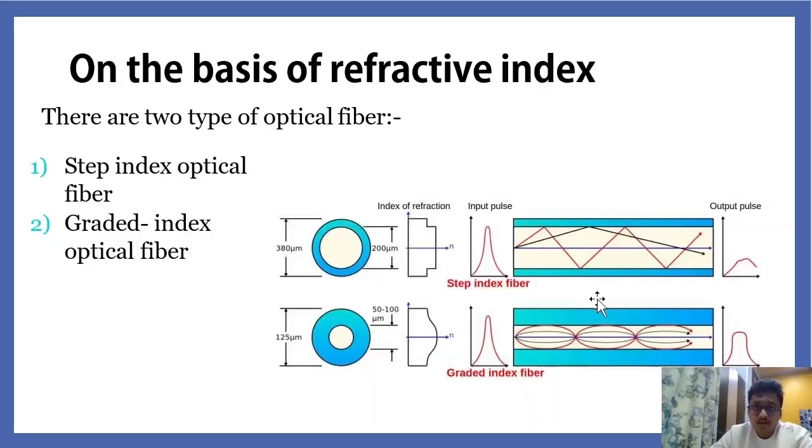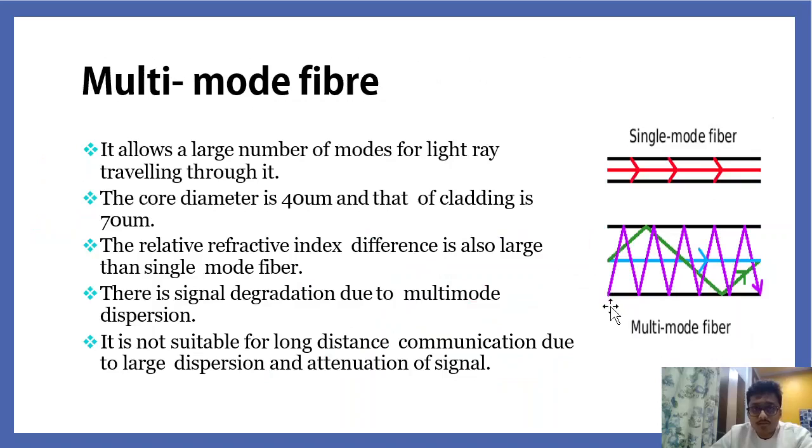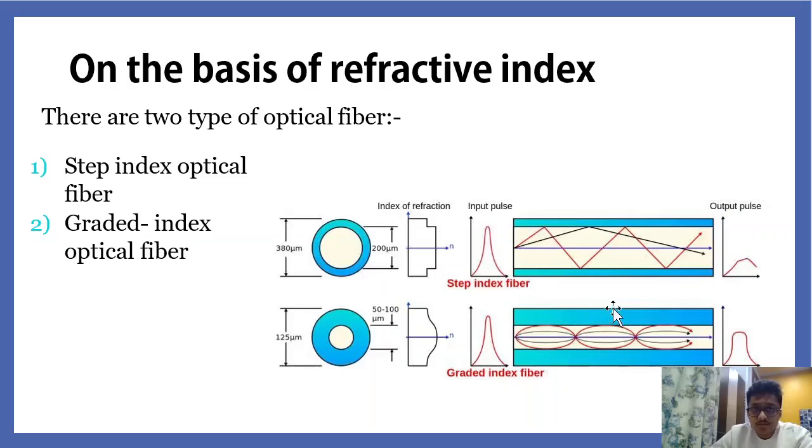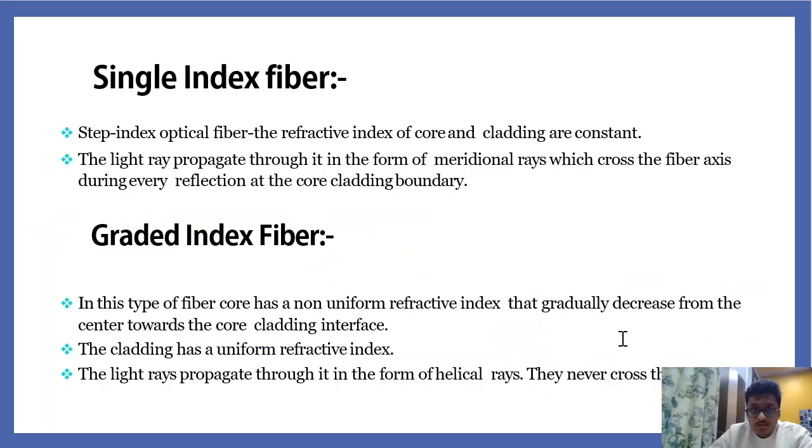On the basis of refractive index, optical fiber can be classified in two ways: step index optical fiber and graded index optical fiber. In step index optical fiber, the refractive index of core and cladding is almost constant. The light ray propagates through it in the form of meridional rays which cross the fiber axis during every reflection at the core cladding boundary.